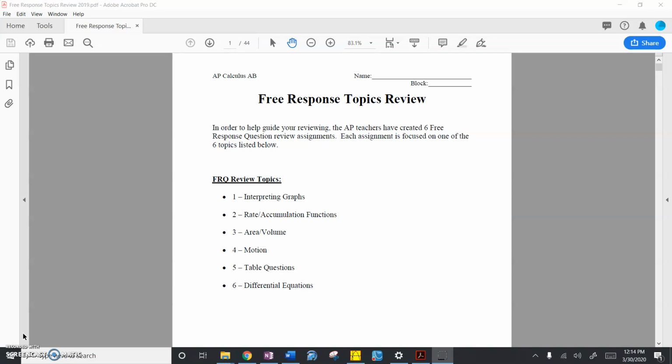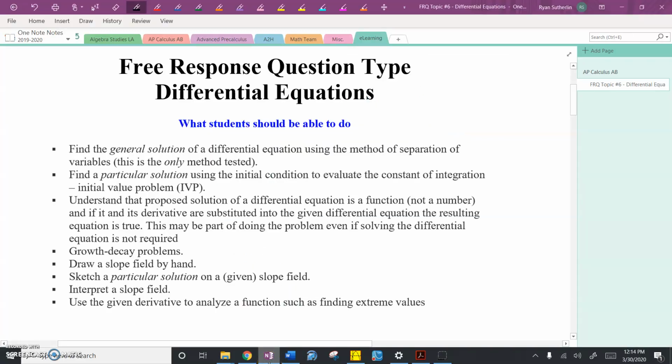So if we take a look at topic 6, differential equations, each topic in the packet starts with a page which will have a list of bullet points of what students should be able to do when asked these types of questions. And so when we look at differential equations, take a moment, read through these. If you need to, pause the video. And then what I would like to do is just discuss a couple of them in particular that I think are important.